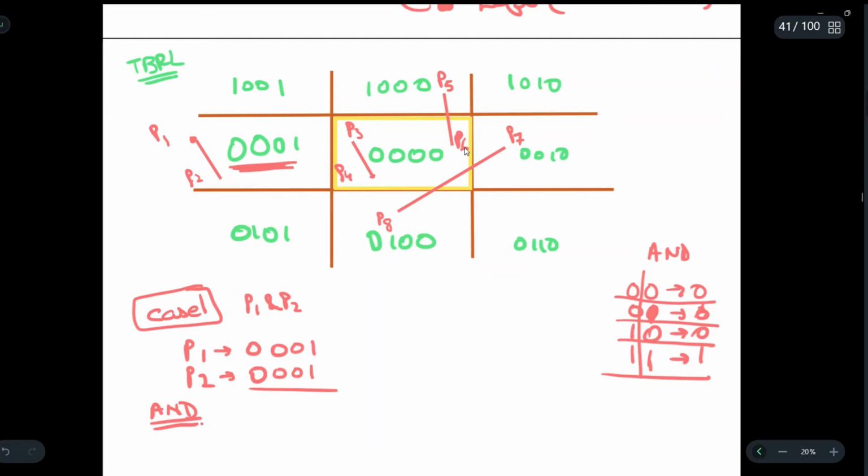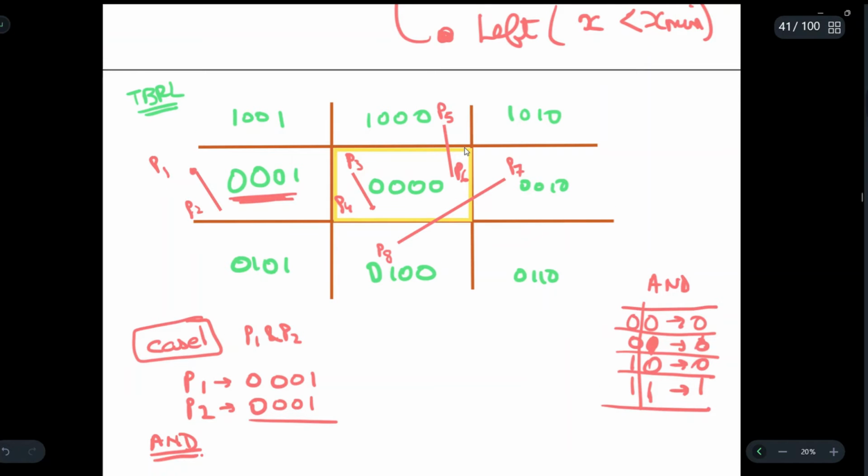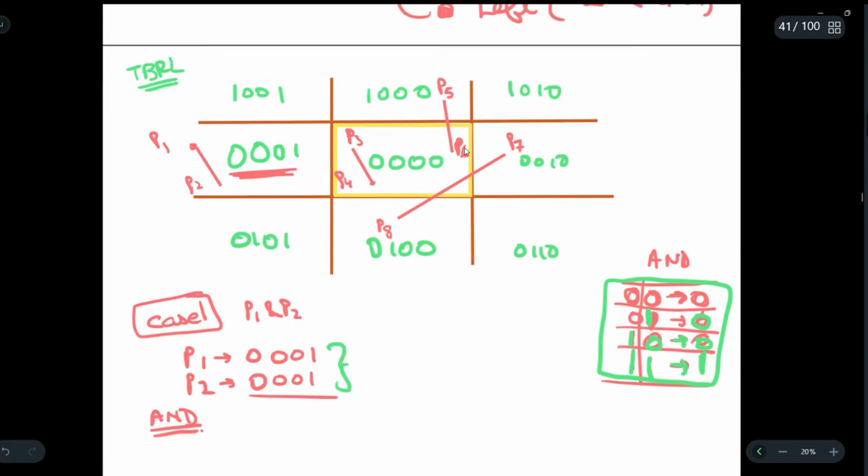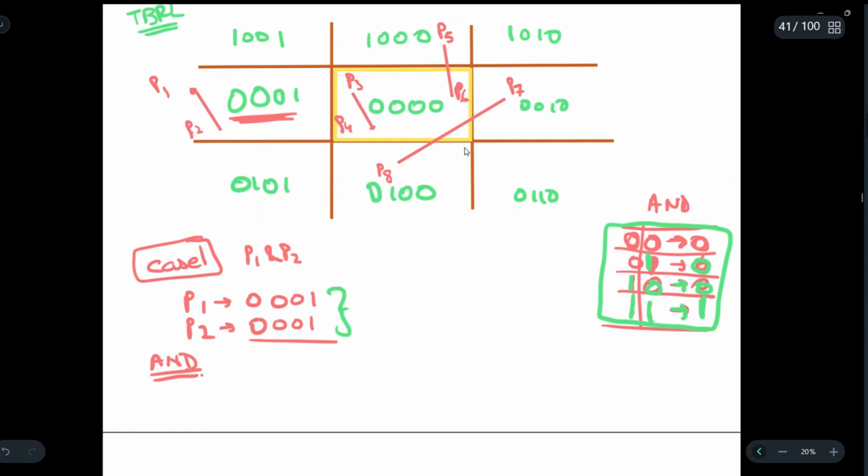That is, these are the binary points: 0 and 0 will give us 0 when we do the AND operation. 0 and 1, sorry, this is 1. 0 and 1 will give us also 0. 1 and 0 will also give us 0. But only 1 and 1 will give us 1. So this is the operation we have to do on these 2 points, that is P1 and P2. On doing the AND operation, you will get 0, 0, 0 and 1. So now you will see that we have 1 in our resultant.